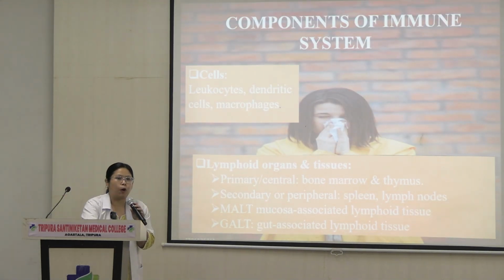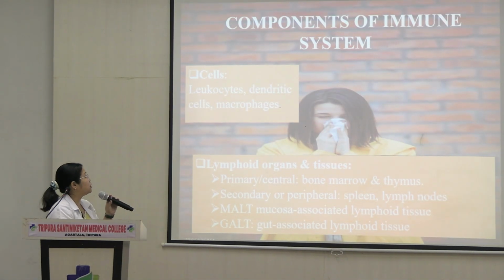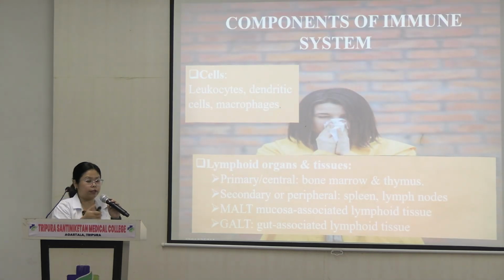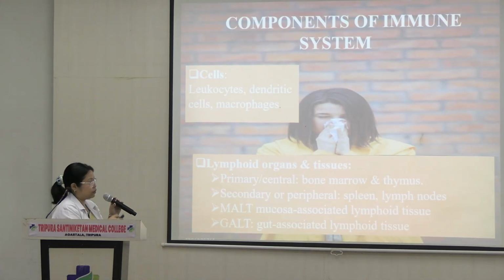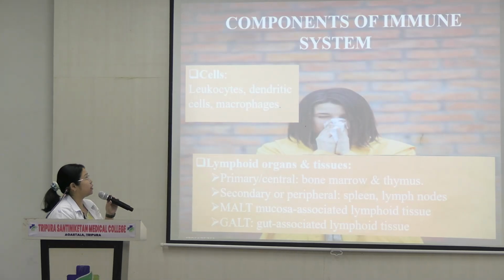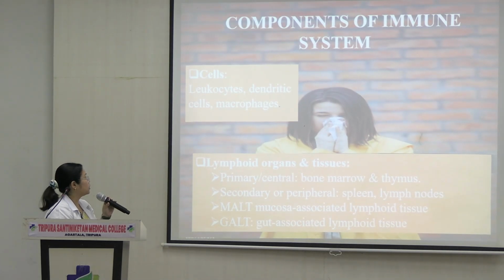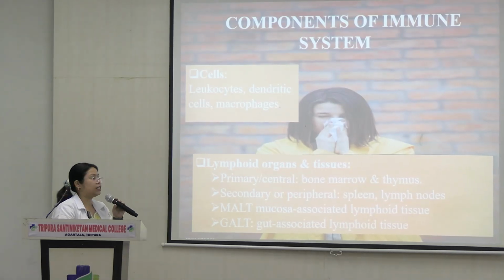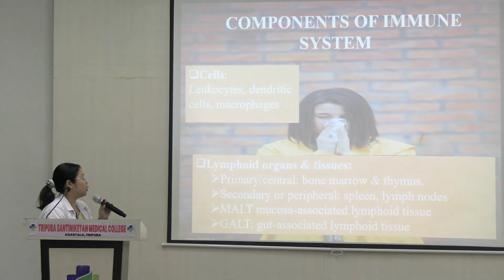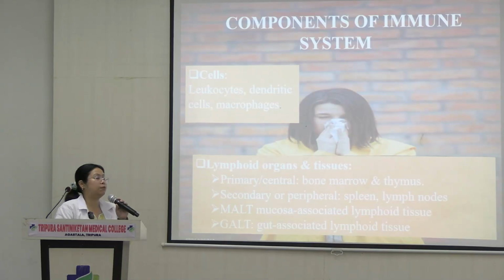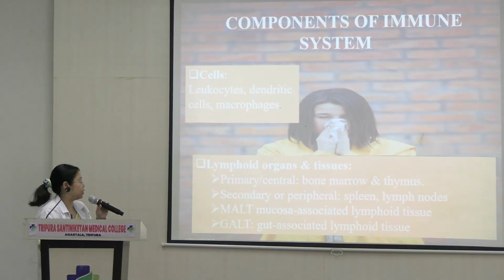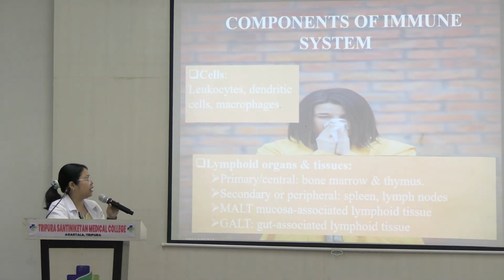Now, when we talk about the components of the immune system, we have cells and we have tissues and organs. Under cells we have leukocytes or WBCs, we have dendritic cells and macrophages. These are just types of cells. Under lymphoid organs we have primary or central and secondary or peripheral. Primary, we have bone marrow and thymus, which is an organ near the sternal border, near the clavicle. Secondary or peripheral, we have organs like the spleen and lymph nodes.